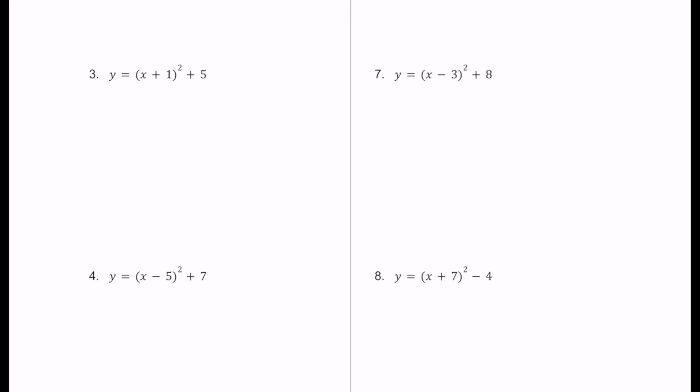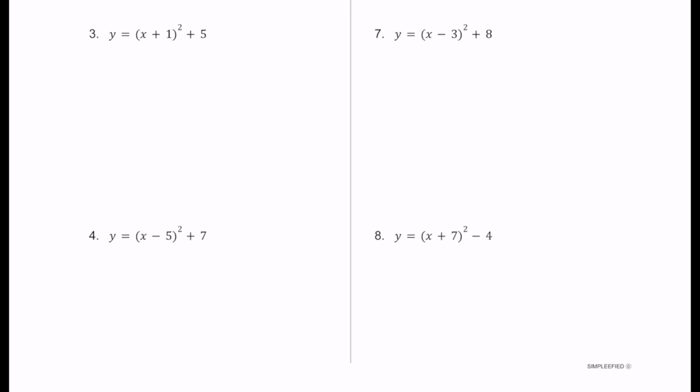For number three, we have y is equal to the quantity of x plus 1 squared plus 5. So from here, we're going to go ahead and expand this. So we're going to have the quantity of x plus 1 multiplied by x plus 1, and then we're going to add 5 onto that afterwards, okay? We're going to go ahead and multiply this x by x, then multiply x by 1, this 1 by x, and this 1 by 1.